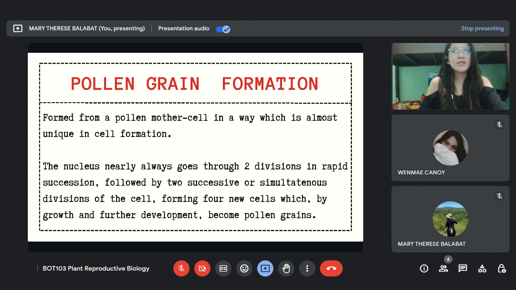The nucleus nearly always goes through two divisions in rapid succession, followed by two successive or simultaneous divisions of the cell, forming 4 new cells, which by growth and further development become a pollen grain.